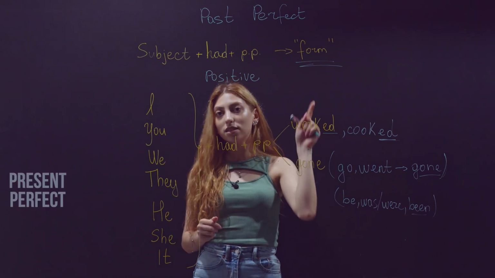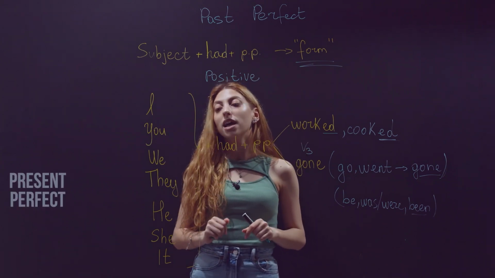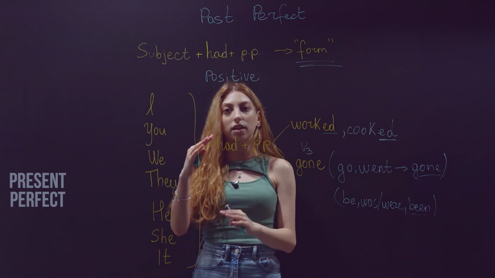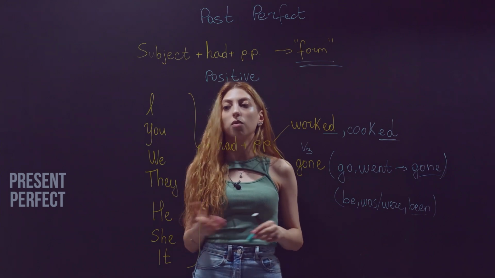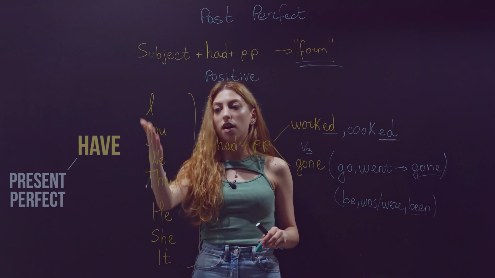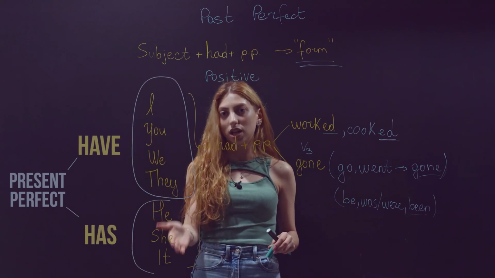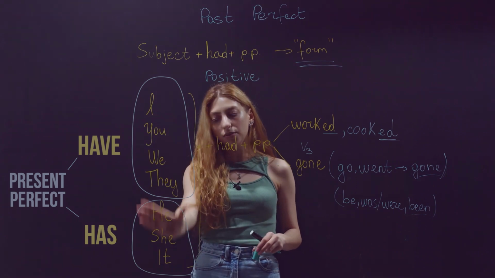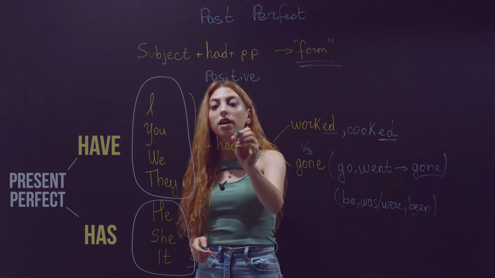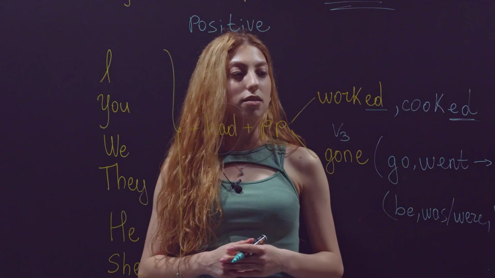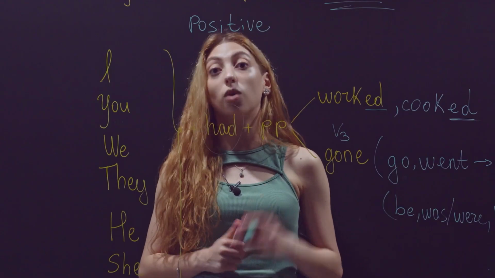In the case of present perfect, I'm sure you remember, we have different options. We use have with I, you, we, they, and we use has with he, she, it. In this case, for all of these, we have only one: had. Okay, let's move on, and now let's concentrate on the negative.